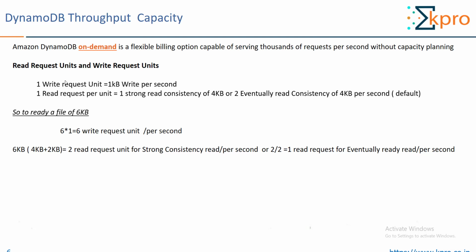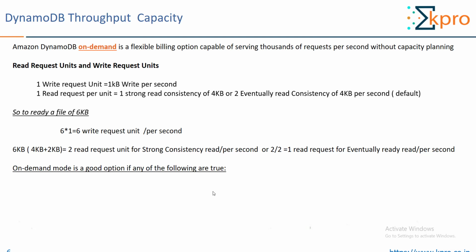But suppose I want to generate only 5 write request units, whatever the load is, or let it be lag, only 6 read request units. That is not possible. Why? Because I have put my table in on-demand mode.